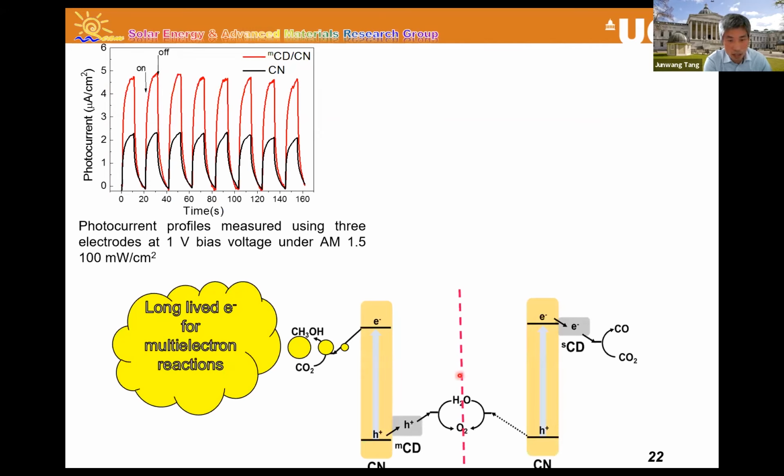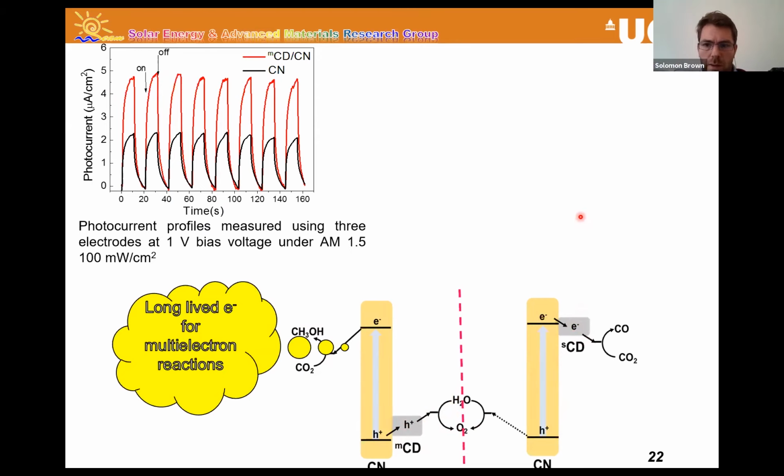Now here is a diagram. After excitation, an electron very likely reduces CO2 to methanol, and then the hole transfers from carbon nitride to our co-catalyst, the microwave prepared carbon dots. And then on top of that, water can be oxidized to oxygen gas. Now, conventional carbon dots play a different role. They attract electrons.